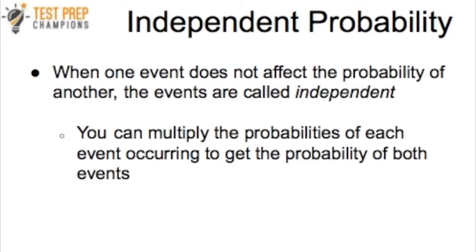Another really important kind of probability that you might have to calculate on the test is called independent probability. Now, when one event does not affect the probability of another event, we say that these events are independent. And the trick is that you can multiply the probabilities of each event occurring to get the probability of both events. And this might sound kind of like a mouthful, so let's unravel it by looking at an example here, and this should be a lot clearer to you.